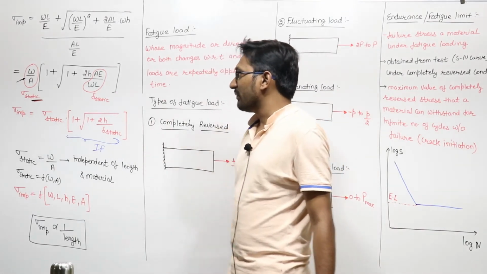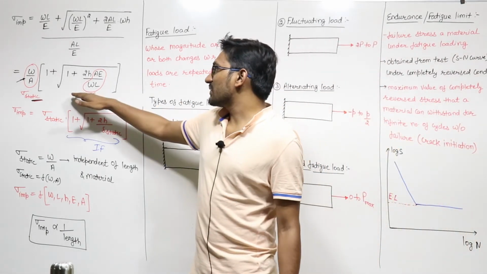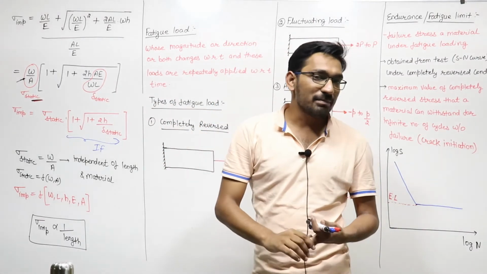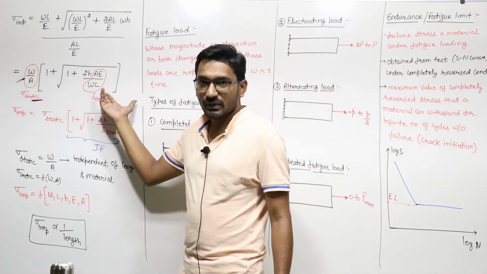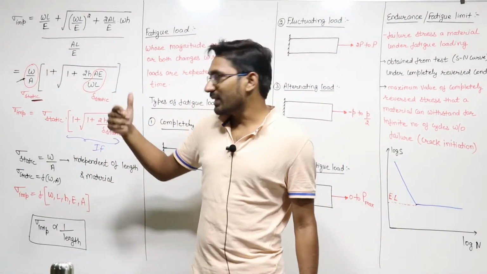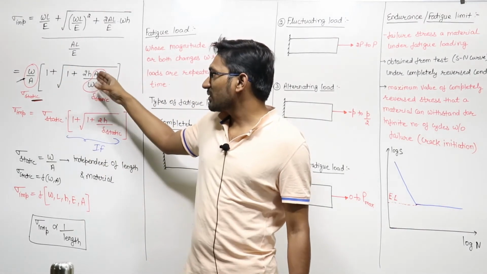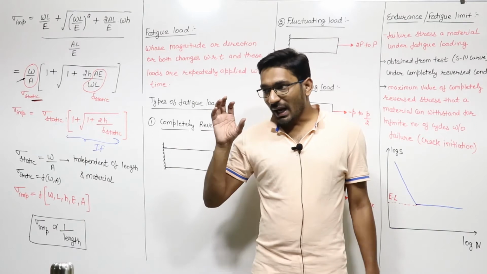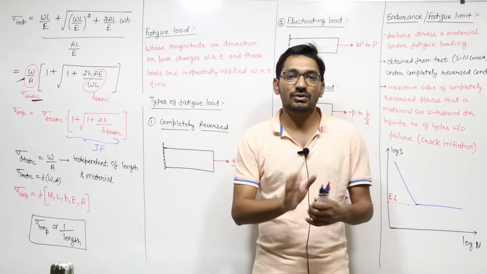If you clearly see from here, I can say that the impact stress is inversely proportional to the length of the bar. The impact stress developed in that bar is inversely proportional to its length. So if all the other things are constant, that is load is constant, area of the bar is constant, height is constant, and Young's modulus, or you can say material, is fixed, then the impact stress is a function of length and it is inversely proportional to the length.